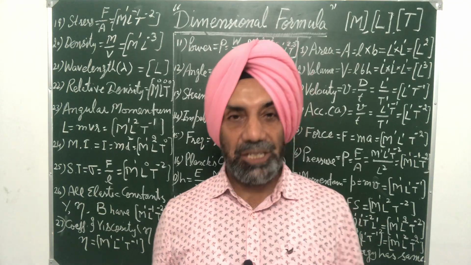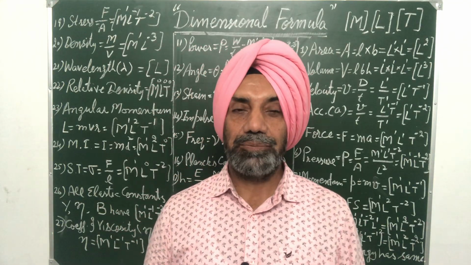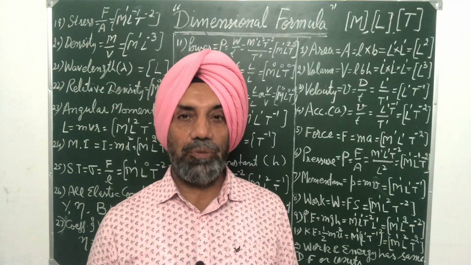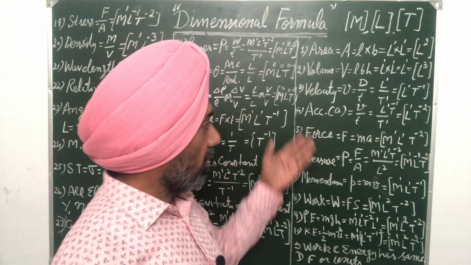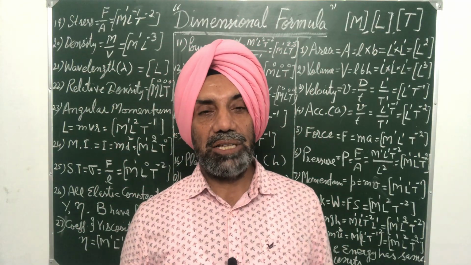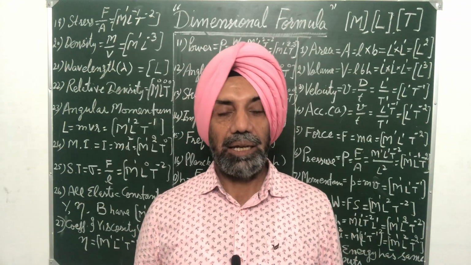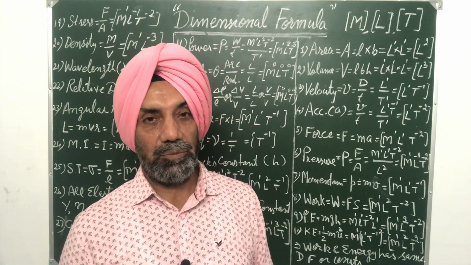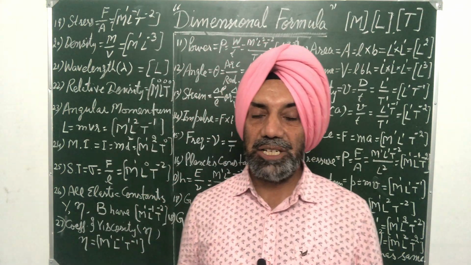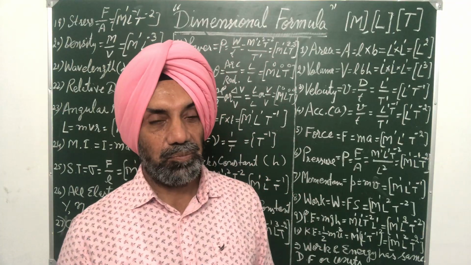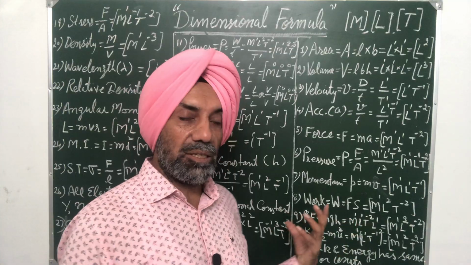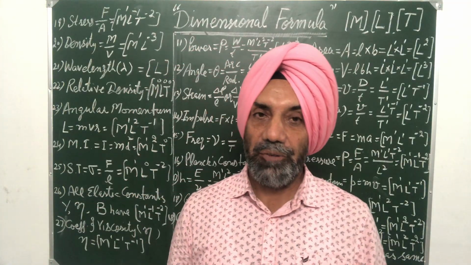In the next video, I will discuss the applications of dimension analysis. That is, using the method of dimensions, we can check, number one, the accuracy of a given relation. There are so many uses of this dimension analysis. That's why we are studying all these dimensional formulas. So the first application is, we can check the accuracy of the given relation, whether the given relation is correct or not, without knowing the fundamental laws of physics. We can derive an expression for a given relation. So we will discuss all these applications in detail in the next video.